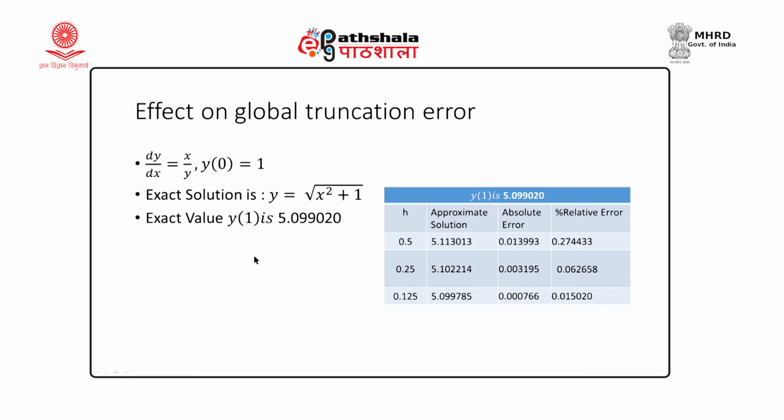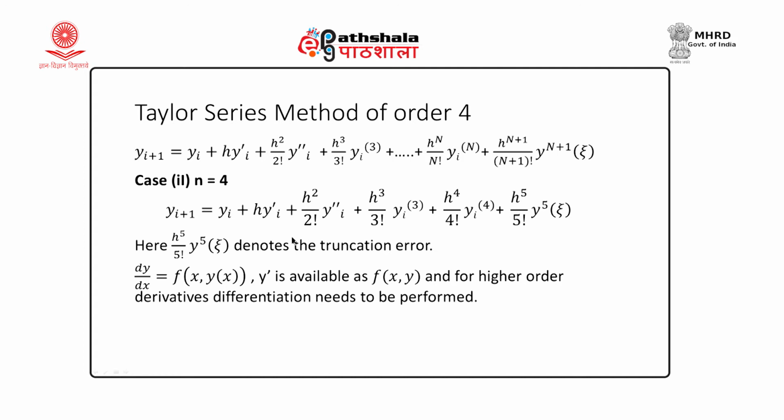And so, again, if we compare the final value at x equal to 1 in the table form, the exact value is 5.099020. Using the first step size, the error was 0.013993; using step size 0.25, the error is 0.003195; and using a further smaller step size of 0.125, the error is 0.000766. So, this is how the reduction of the step size improves the performance of the method.